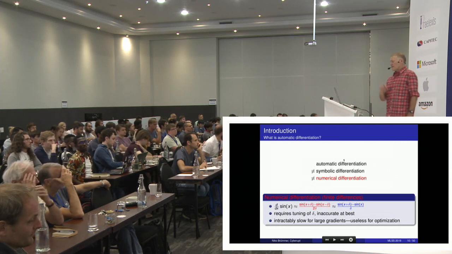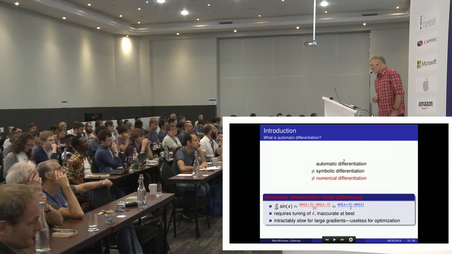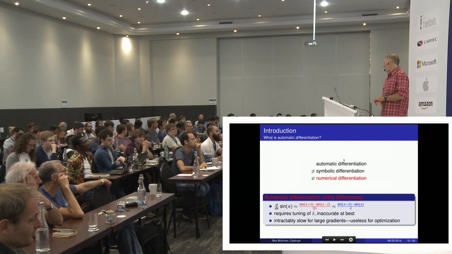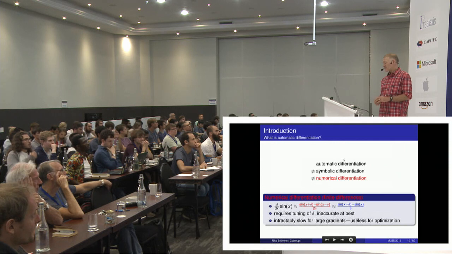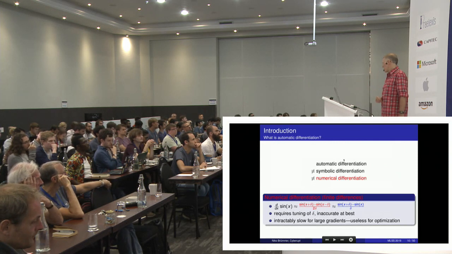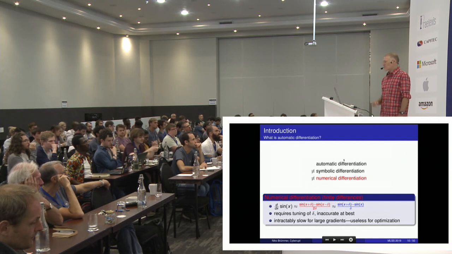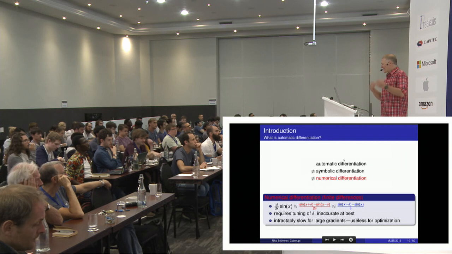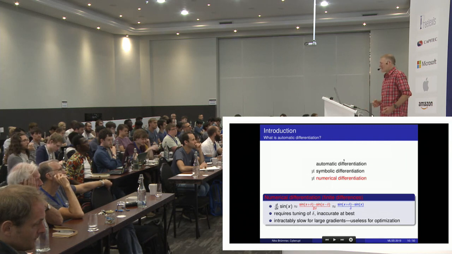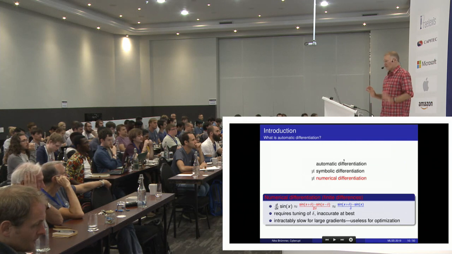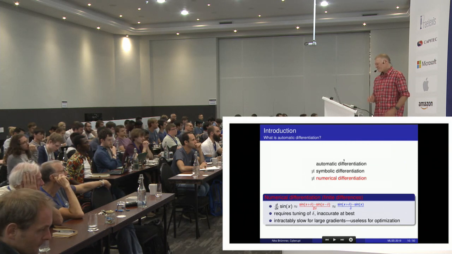So the biggest problem with this method is that it's intractably slow for large gradients. If you're sending this little delta into your neural net from the input side, you're going to have to do this once for every different parameter in the neural net, and as you know, that can be millions or many millions. So it's completely impractical for optimization purposes.